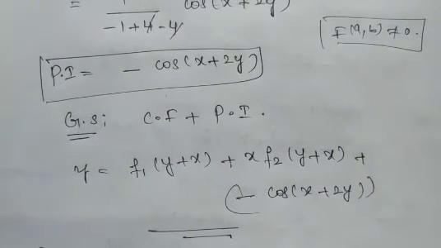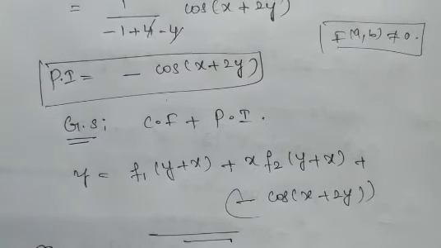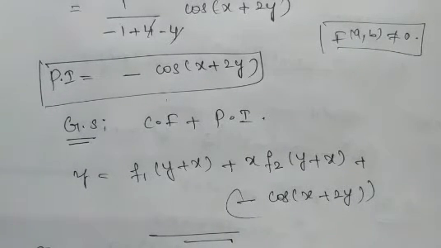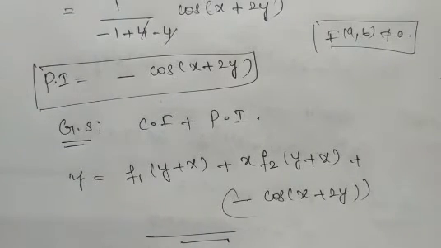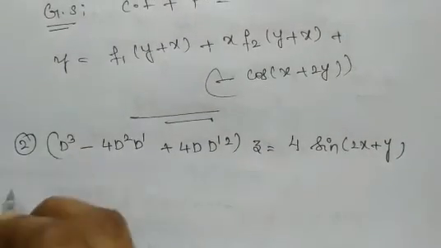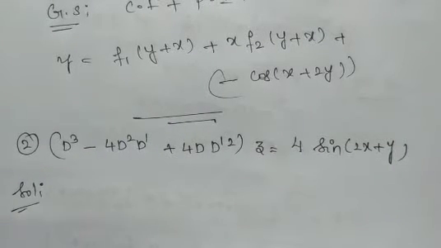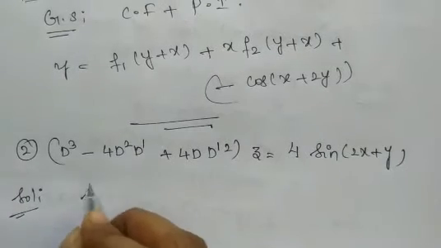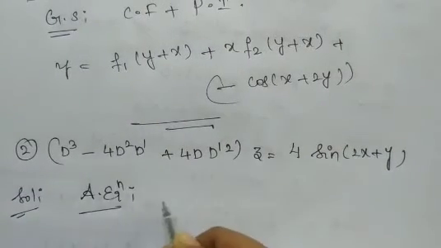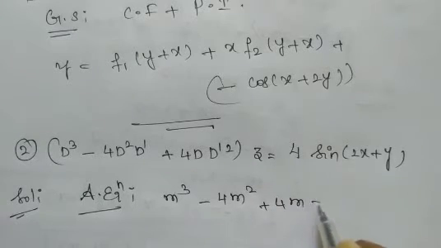So coming to the next problem, that is D cube minus 4D square D dash plus 4D D dash square into z equal to 4 into sine of 2x plus y. So here I am writing the auxiliary equation. So the auxiliary equation is m cube minus 4m square plus 4m equal to 0.